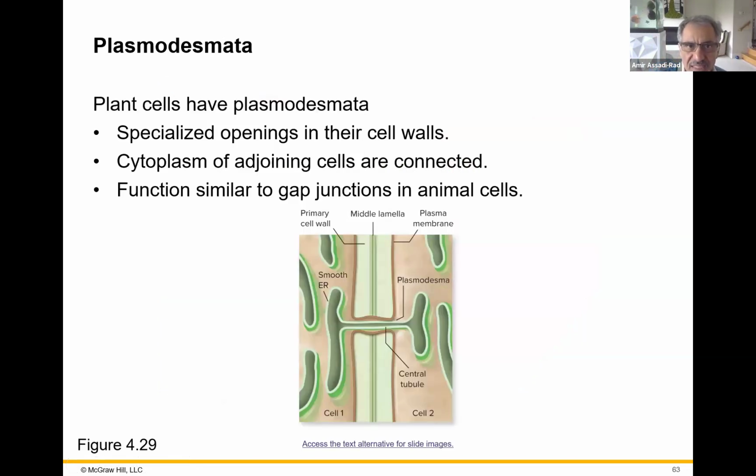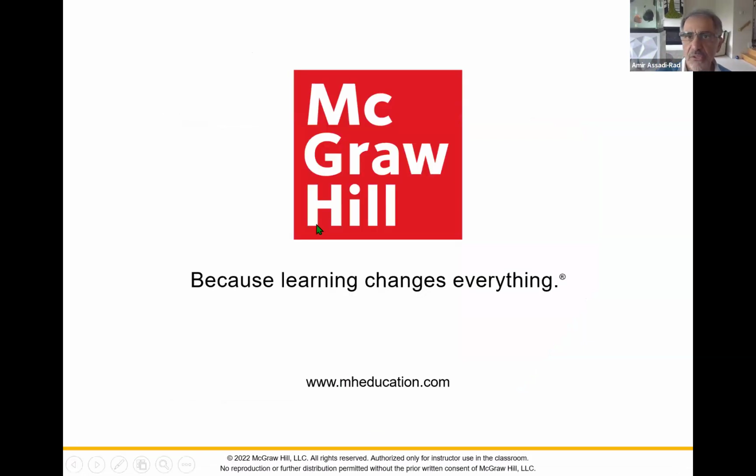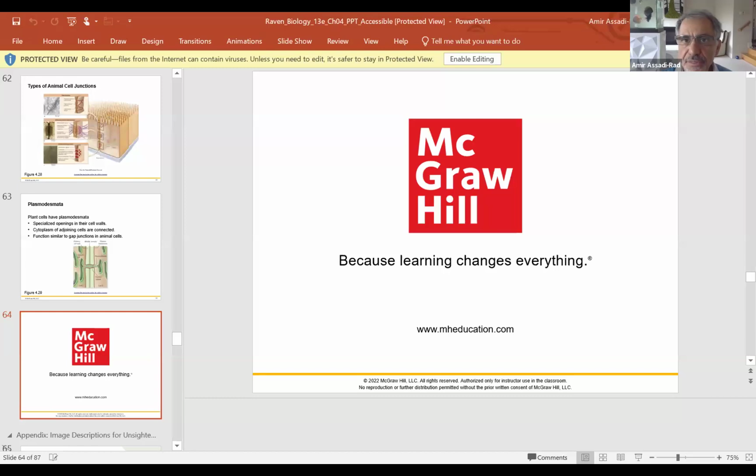Plasmodesmata. Plant cells have plasmodesmata, specialized openings in their cell walls. Cytoplasm of adjoining cells are connected and function similar to gap junctions in animal cells. Okay, so that is the end of chapter 3 material.